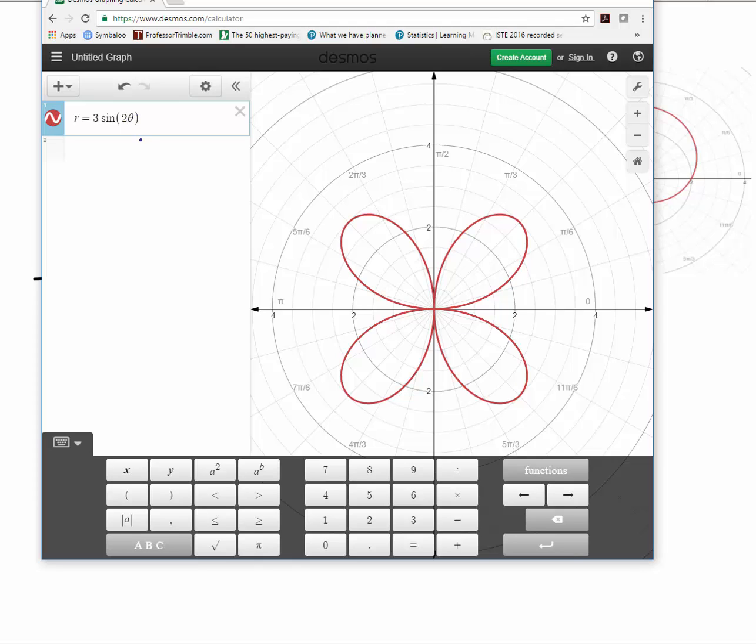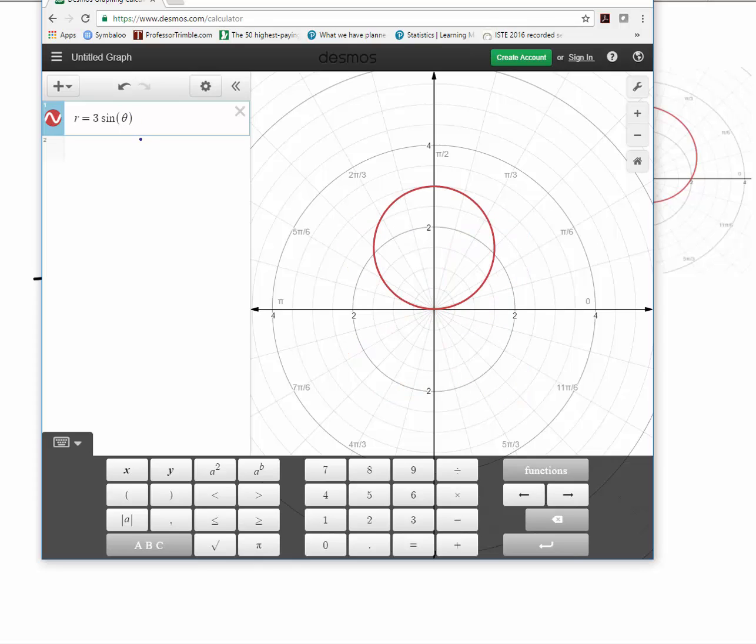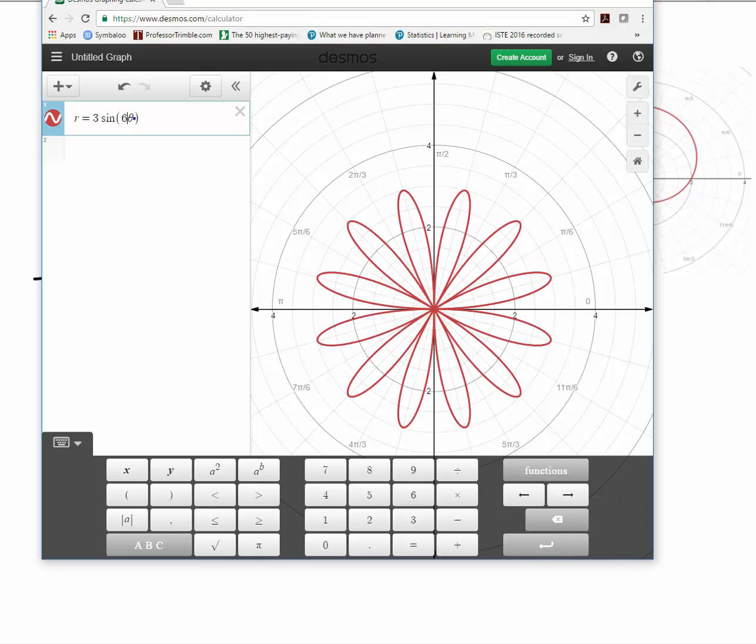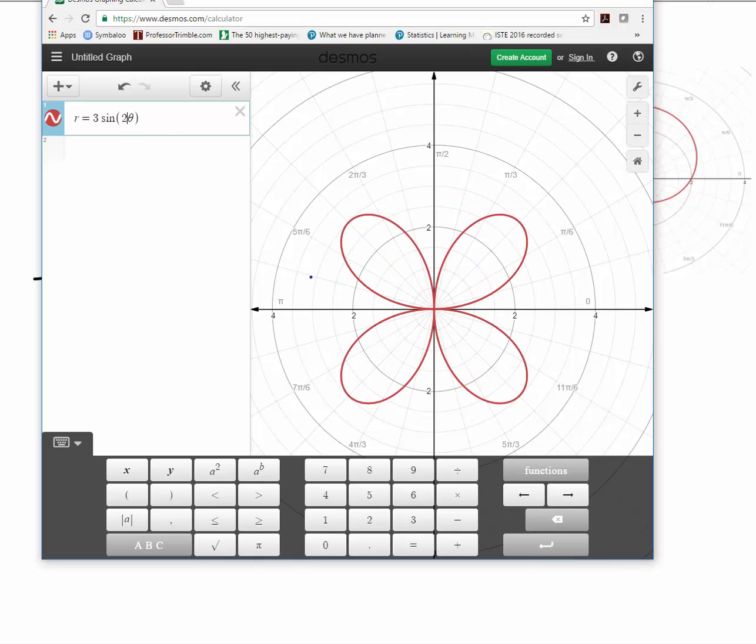Now 2 theta, what if we made that 4 theta? So it looks like when I had 2 theta, I had 4 petals. And now when I made that 4 theta, I have 2, 4, 6, 8 petals. So I wonder if I change this to a 6 if I'd have 12. 1, 2, 3, 4, 5, 6, 7, 8, 9, 10, 11, 12. Yep. Now our original graph was 2 theta.